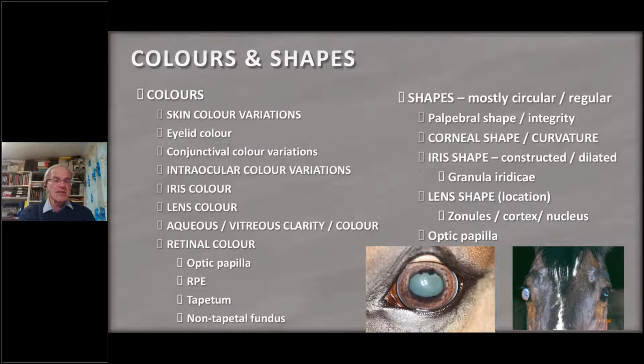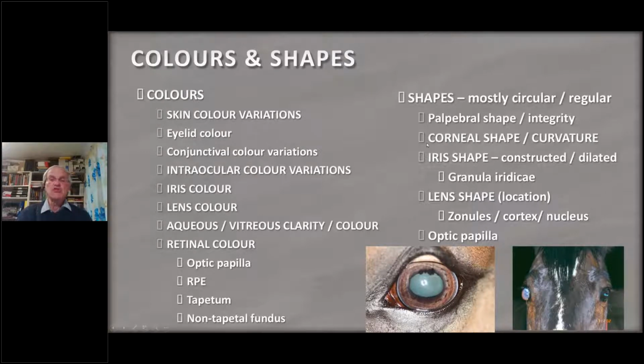So this applies to the optic papilla. We'll see some pictures of all this kind of thing in a minute or two. The retinal pigmented epithelium, how much pigment there is, how much tapetum there is, is it normal, is it well pigmented, is it not? And then the non-tapetal fundus, how much pigment there is in that. And if you just look at the pictures here, it gives an illustration of how things vary, and you can see that the color of the iris, the eyelids, the eyelid margins, the lateral limbus, the conjunctiva, all these things have a color pattern that is characteristic for the horse itself.